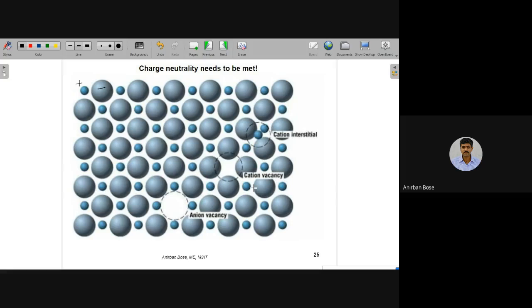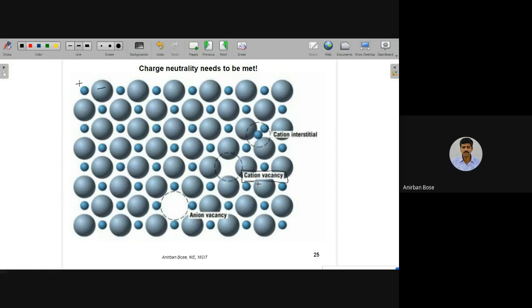One kind of defect, let us try to understand first, is the cation vacancy. Now let us first try to understand how it is possible that from its regular site, one of the cations is missing. This is the cation vacancy. Cation vacancy means, very simply, that in the whole structure, from its regular site, one cation or a few cations are missing.